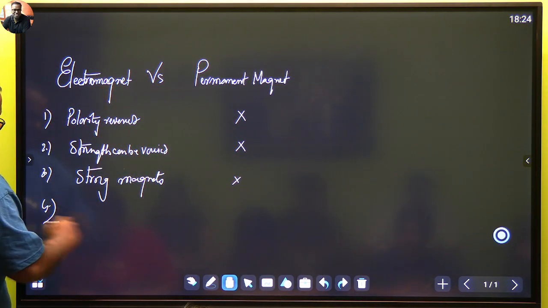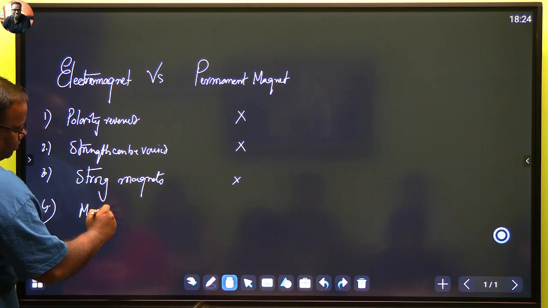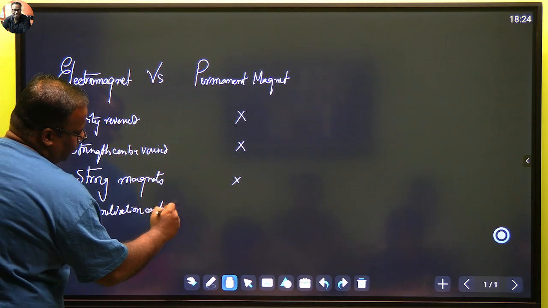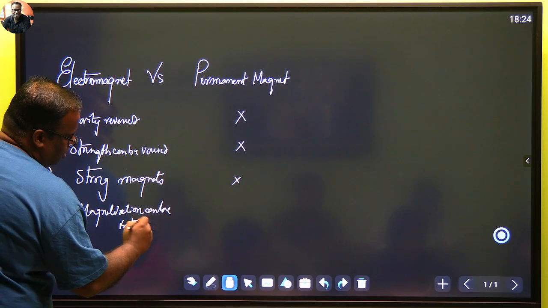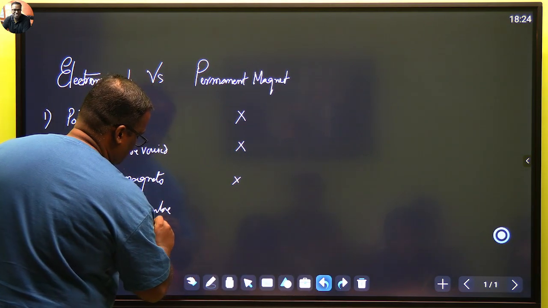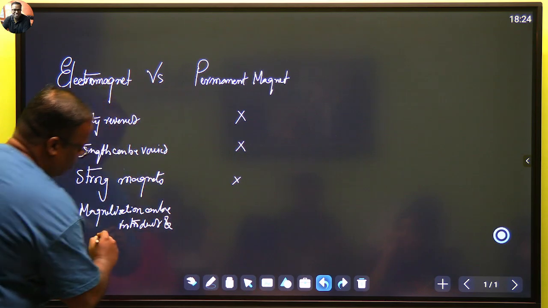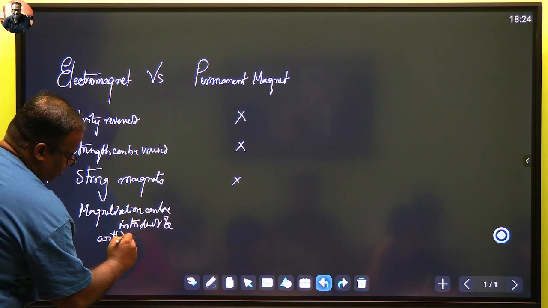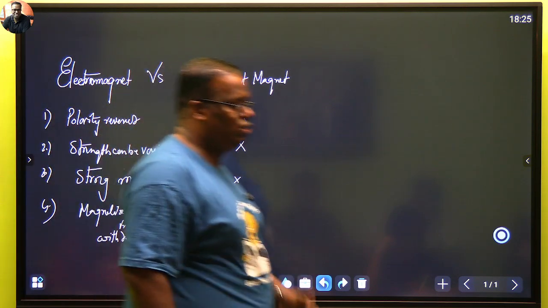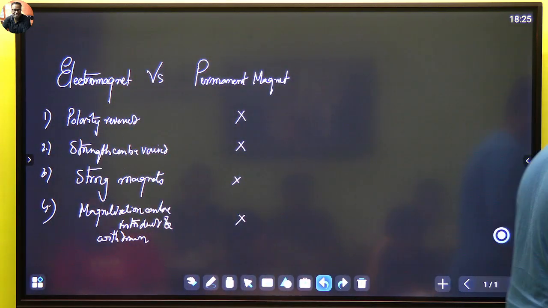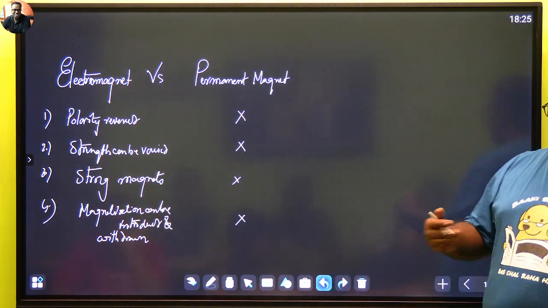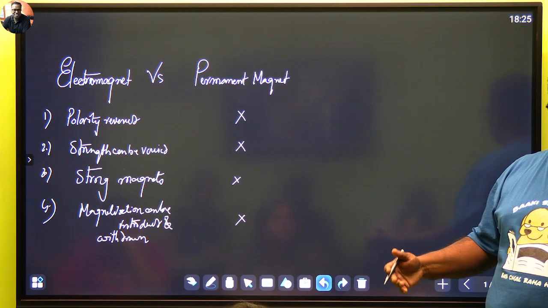And the fourth one, magnetization can be introduced and withdrawn. You cannot do this out here. So isn't this a lovely choice? So if I would have fitted a permanent magnet inside my mixer grinder, as day goes on, the permanent magnet will lose its magnetization one day.